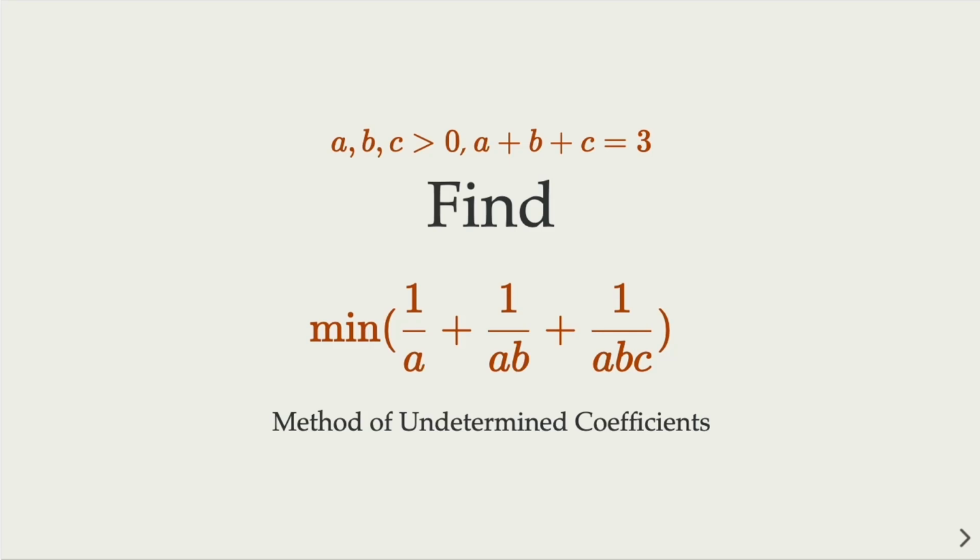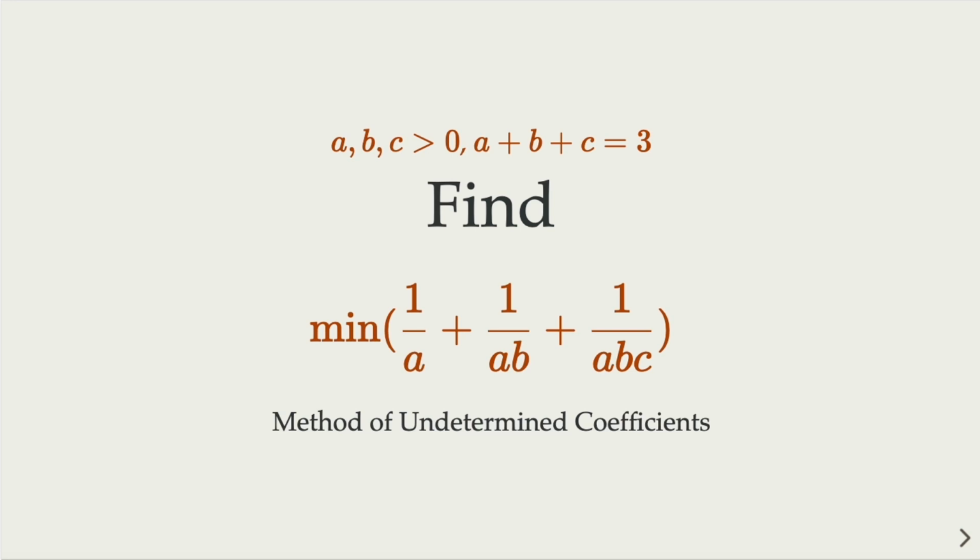Now today we're going to introduce an important method in solving some inequality problems, that is the method of undetermined coefficients. In a minimization problem, we have a certain constraint, in this case a plus b plus c equals 3, and we try to minimize this quantity here. A lot of times this problem can be solved using the AM-GM inequality or the Cauchy-Schwarz inequality, CS inequality. Sometimes it comes down to finding the proper coefficient for the expressions.